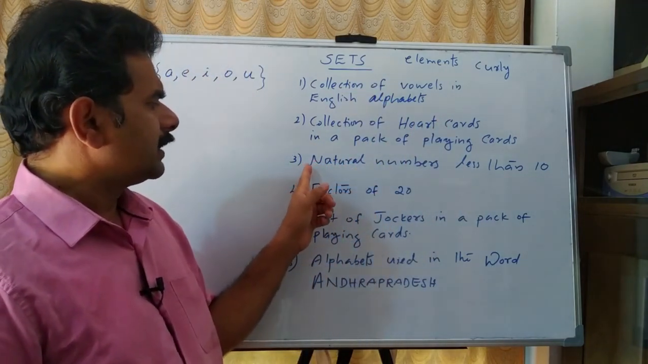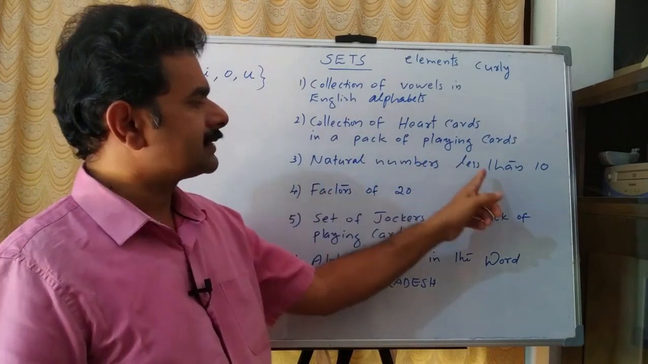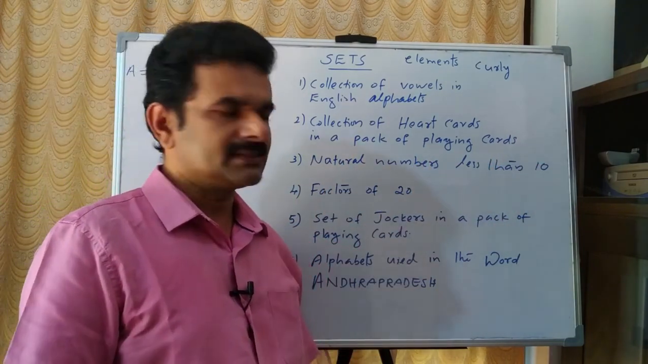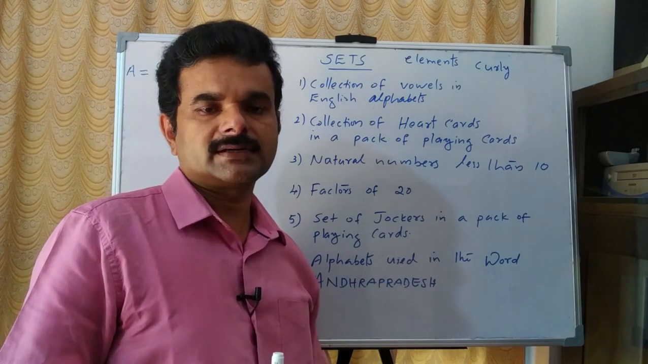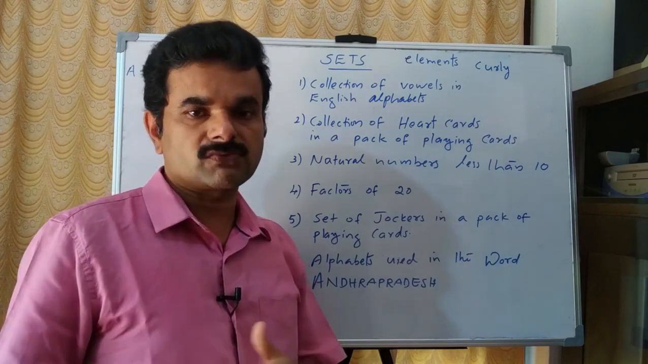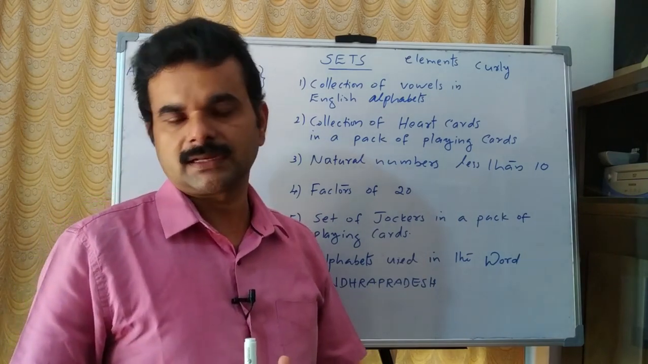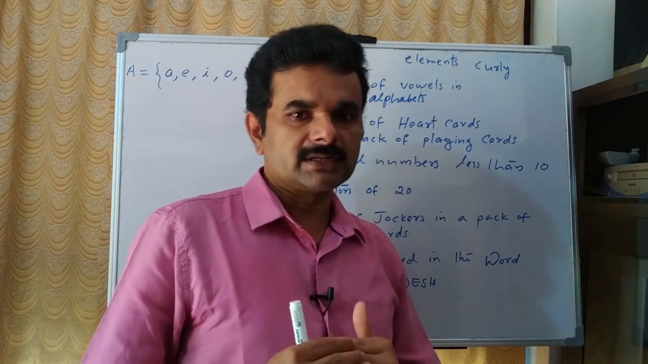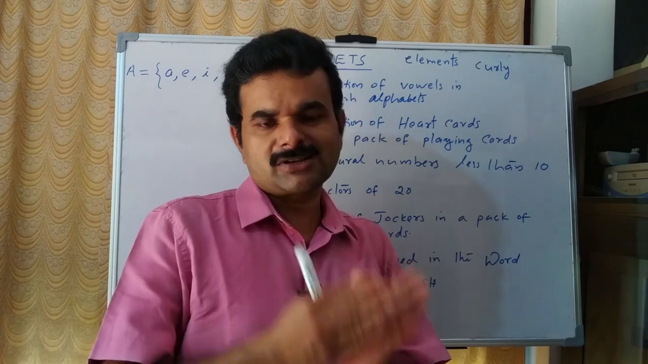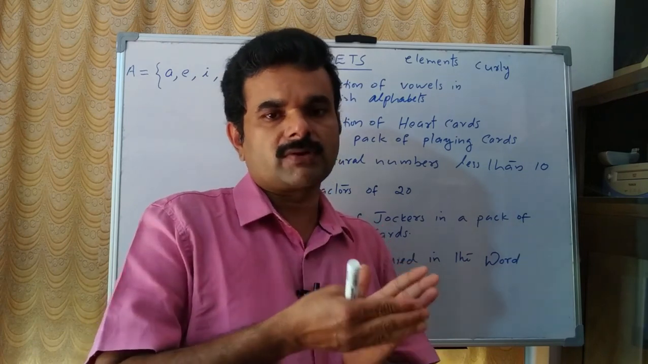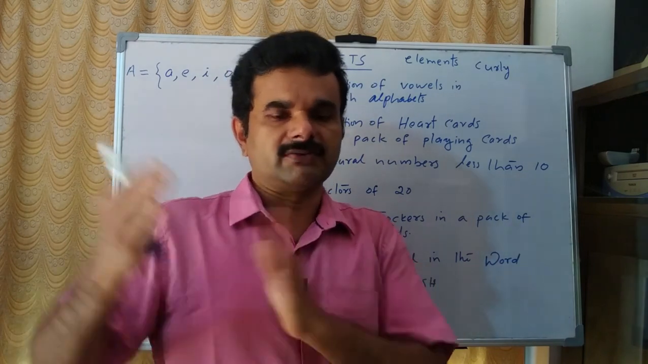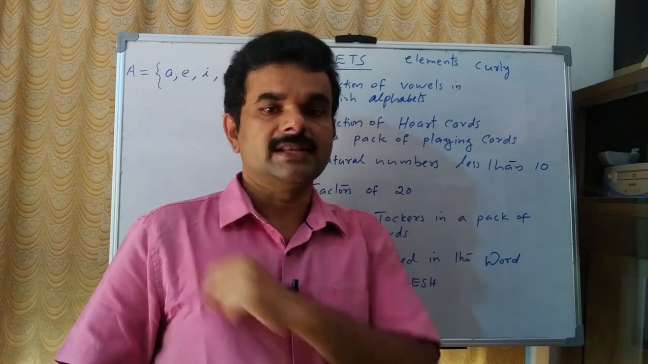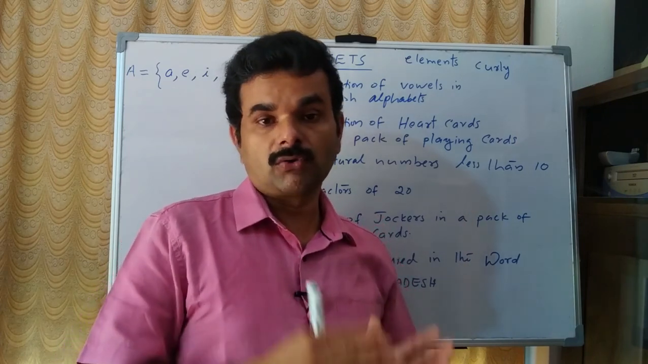Third example, natural numbers less than 10. I said earlier, natural numbers are the numbers which are used for counting elements. Natural numbers are starting from 1 to infinity. 1, 2, 3, 4. These are natural numbers or counting numbers.